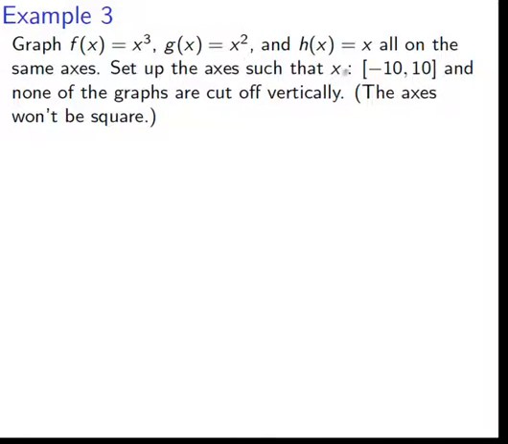And we also want to set up the axes such that we go from -10 to 10 on the horizontal, and none of the graphs are cut off vertically. So that means we can't lose any vertical information. So to help us understand what's going on here, let's make a table.